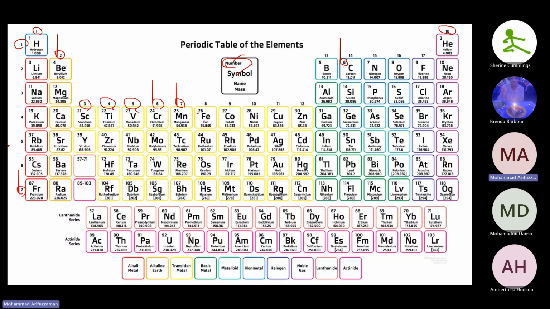And can you see the number at the bottom? There's another number at the bottom, with a decimal. So that is the mass number. What is mass number? The number of protons plus neutrons. So this is the mass number, and the top number is the number of protons.